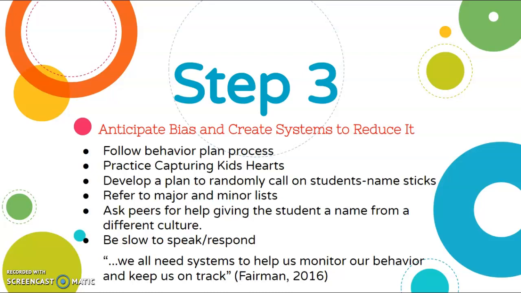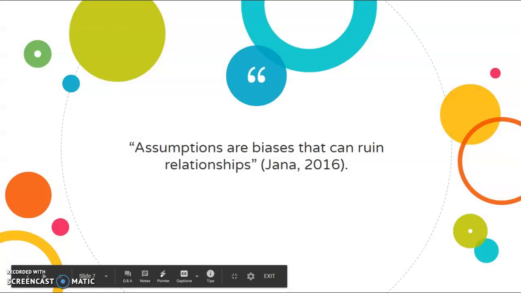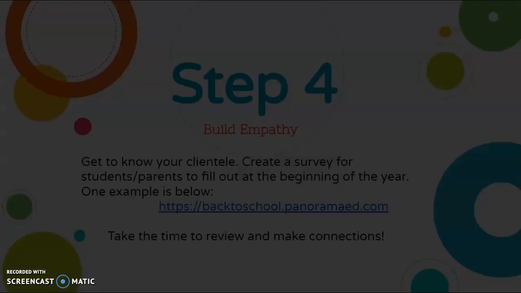Then ask peers for help. Don't even give the name of the child so they can look at it with a free perspective of a viewpoint to see if that is an accurate solution for the problem at hand. And be slow to speak and slow to respond. Think it over. We all need systems to help us monitor our behavior and keep us on track. Assumptions are biases that can ruin relationships.